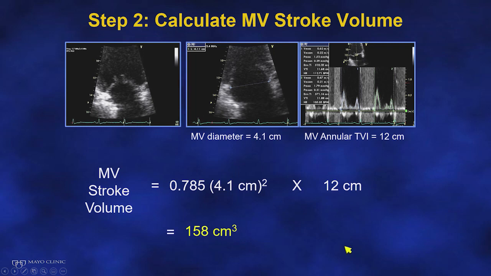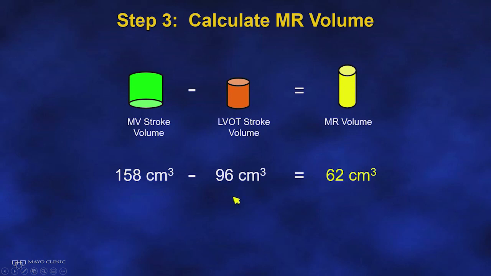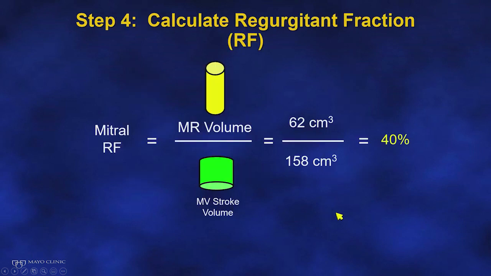We then do the same with the mitral valve, measure the annulus, write pulse Doppler at the annulus, and measure the modal velocity. We then calculate the mitral valve stroke volume in a similar fashion, and this is our mitral valve stroke volume. We then subtract our LV outflow tract stroke volume from the mitral valve stroke volume, and we're left with our mitral regurgitation volume. We then can take that mitral regurgitation volume and divide it by the total mitral valve stroke volume, and that will give us our mitral regurgitant fraction, in this particular case, 40%.